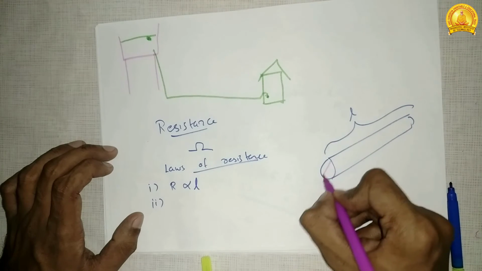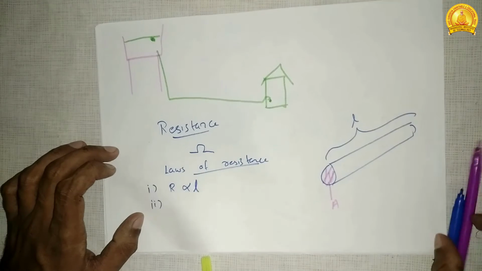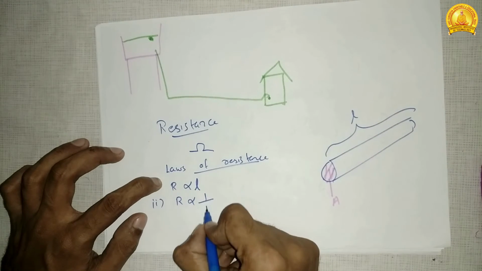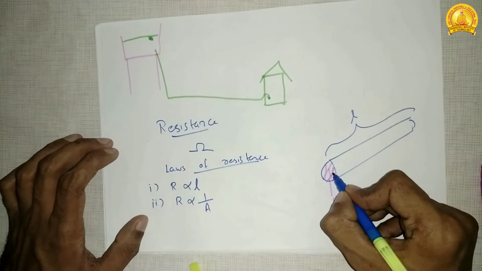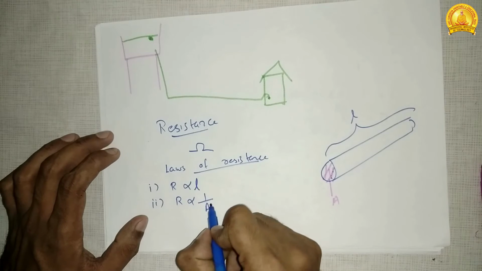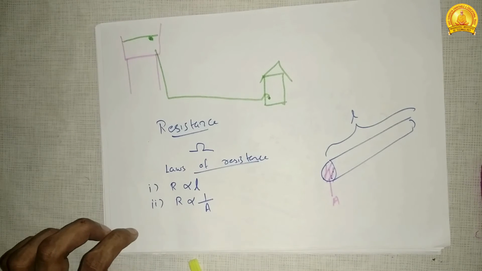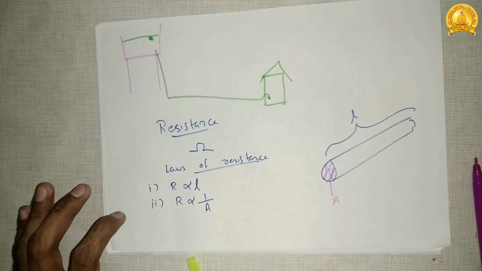If this conductor has cross-sectional area, I am shading that area A. The resistance inversely proportional to the area, cross-section area. This is the cross-section area. The resistance inversely proportional to the cross-section area of that conductor. And the resistance depends on the nature of material.